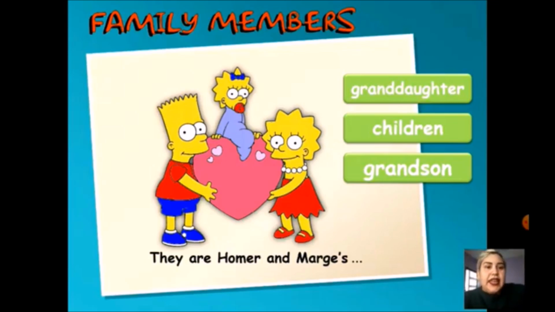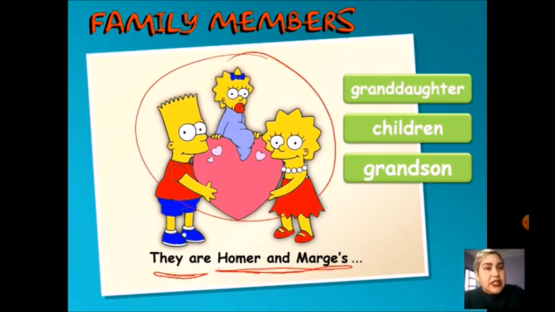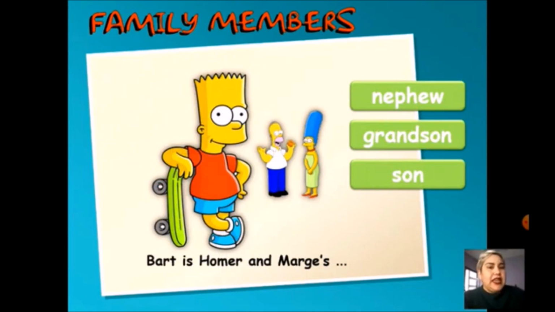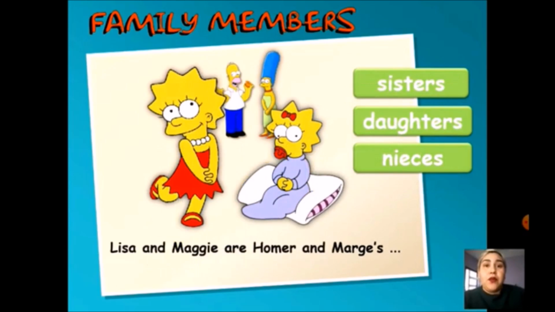Let's read. Check it. They are Homer and Marge's, and we have three options: granddaughter, children, or grandson? The correct option is children. They are Homer and Marge's children. Okay? Let's continue with more vocabulary. This is very easy. Bart is Homer and Marge's nephew, grandson, or son? Yes, son is the correct option. Bart is Homer and Marge's son. Okay? Son. Bart is their son. Okay? Very good.